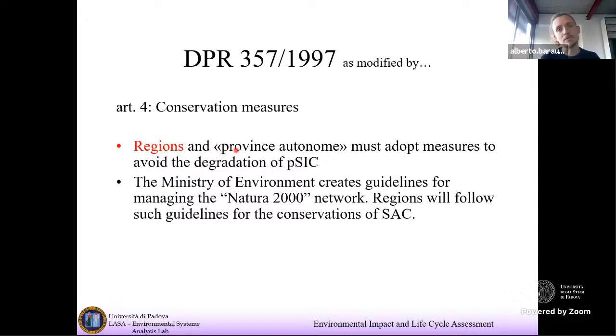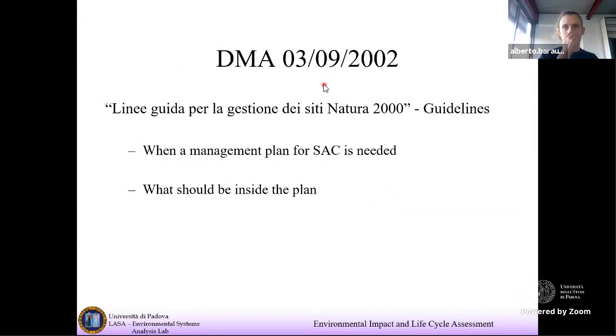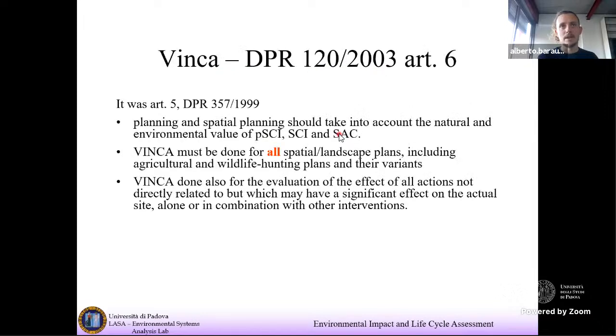Regions and provincial autonomy in Italy are the public bodies responsible for the management of the Natura 2000 sites, even though the Ministry of the Environment created guidelines for managing the Natura 2000 network. And guidelines for the management are found in this policy piece from 2002. And the valutazione di incidenza procedure is described in Article 6 of the President of the Republic decree from 2003.